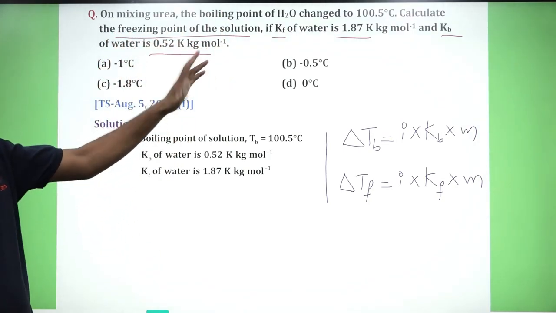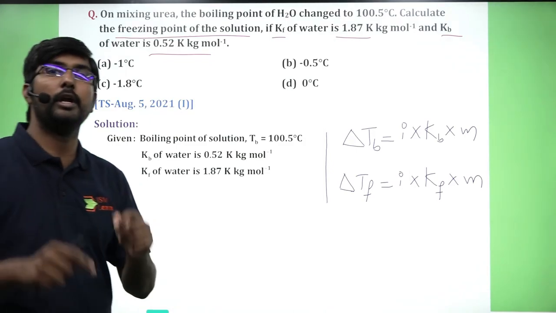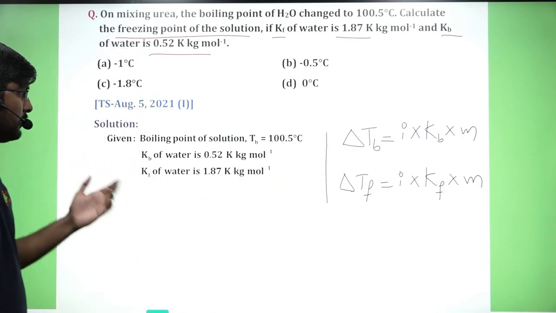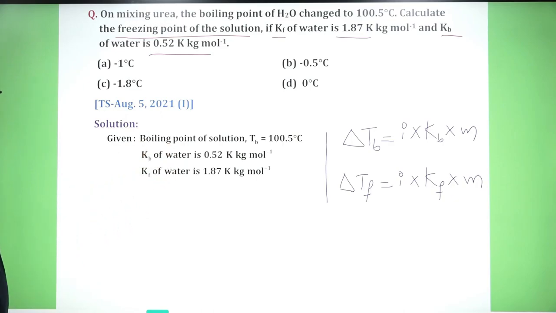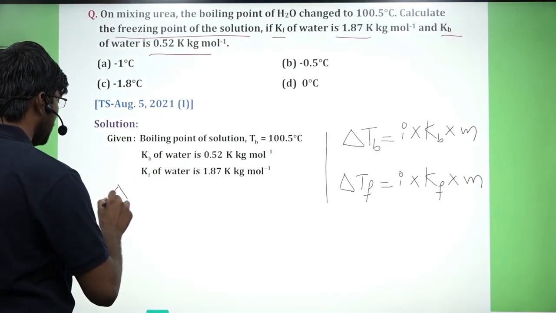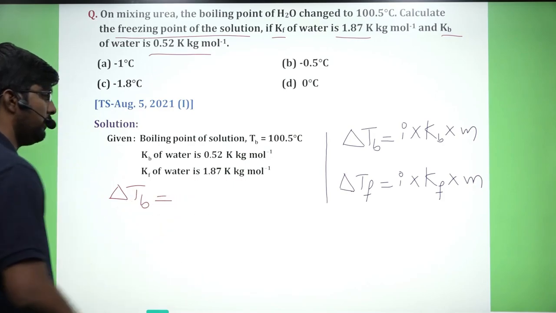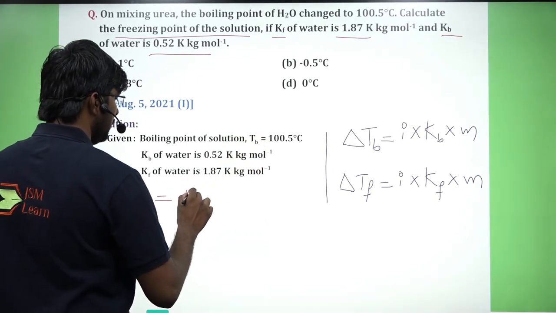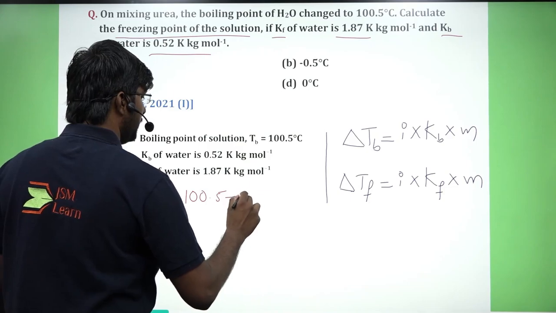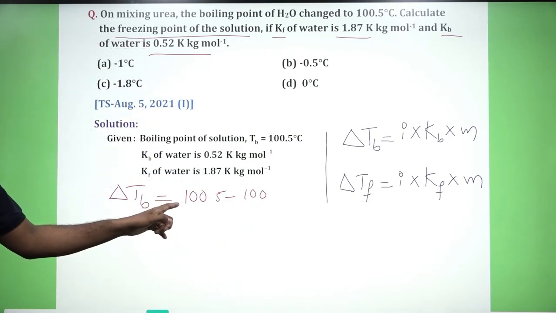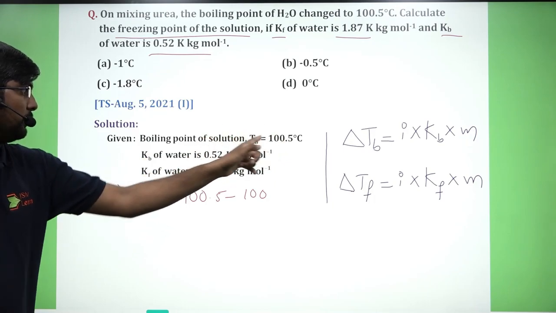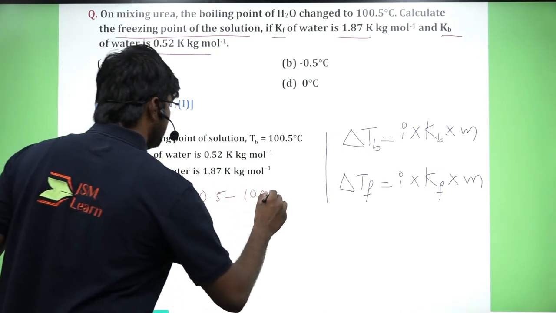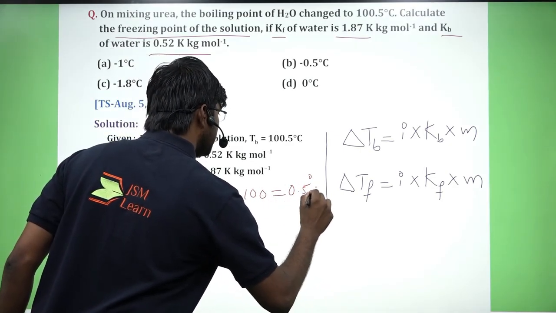So to get the freezing point of the solution, what should we know? We should know delta Tf. Already we did one problem just now. So now here, this is the provided information. Now from this, first we can calculate delta Tb, the elevation of boiling point. Delta Tb equal to 100.5 minus 100. 100.5 is already given, the boiling point of the solution, and 100 is the boiling point of the pure solvent, that is water. So from this we have 0.5 degrees centigrade.